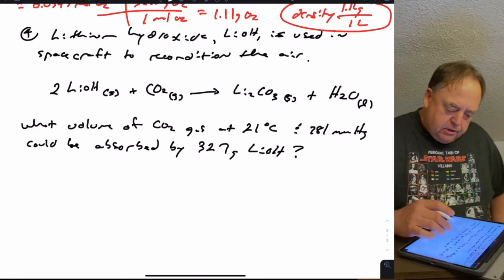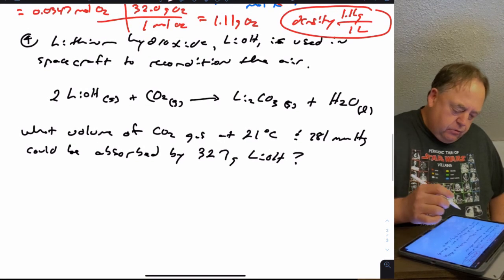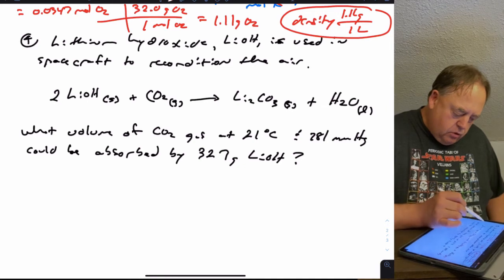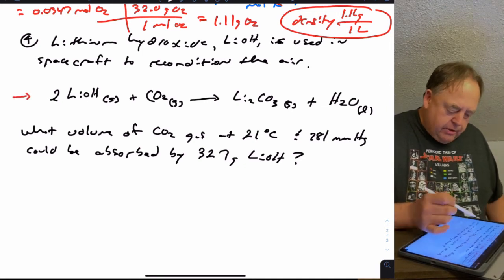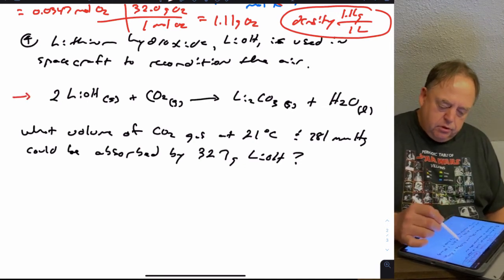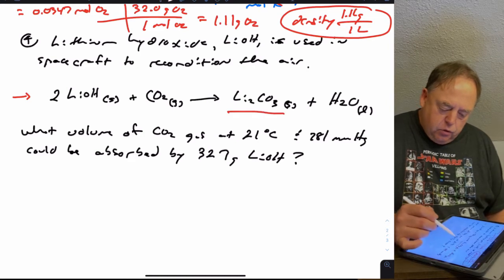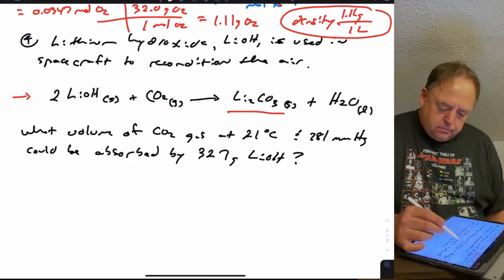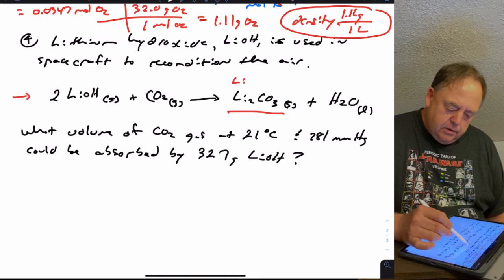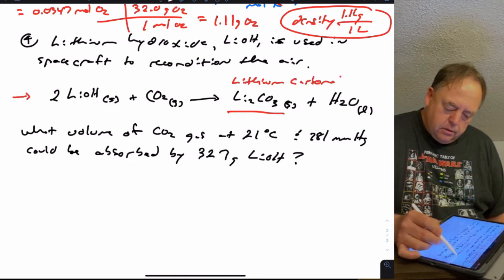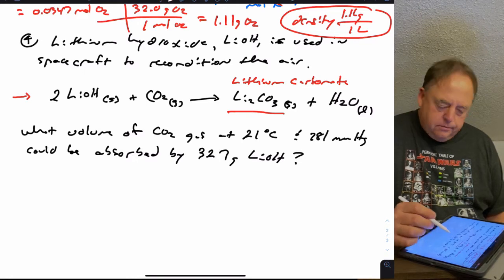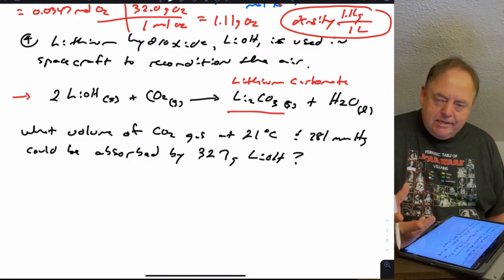Okay, so lithium hydroxide is used in spacecraft to recondition the air. So according to this equation, lithium hydroxide reacts with CO2 to make Li2CO3. What's the name of that? So that would be lithium carbonate and water. So this is an important reaction in spacecraft.